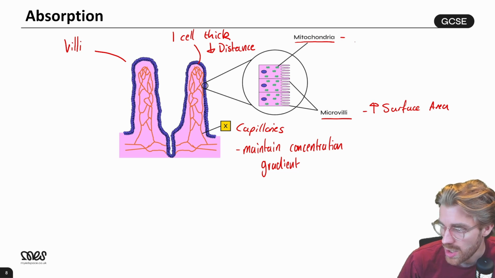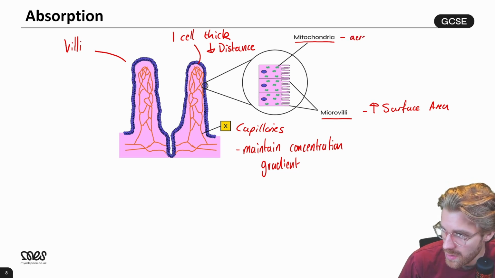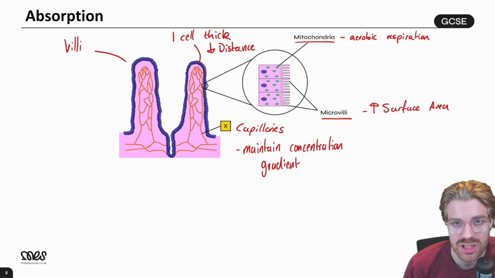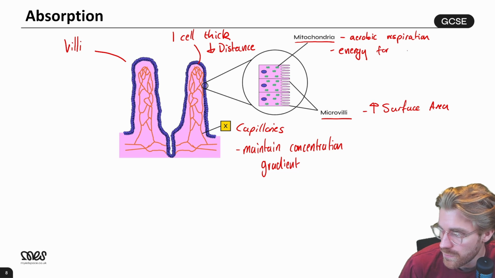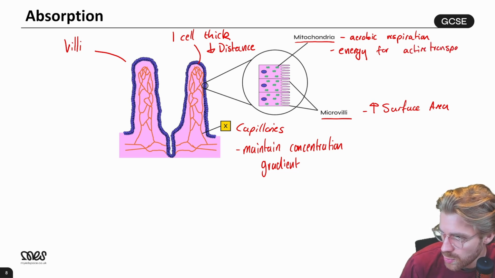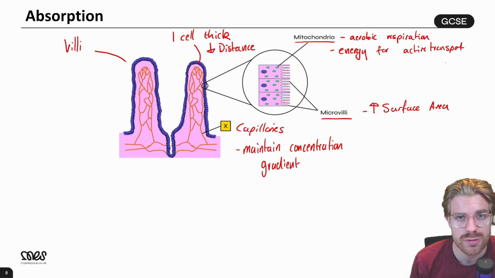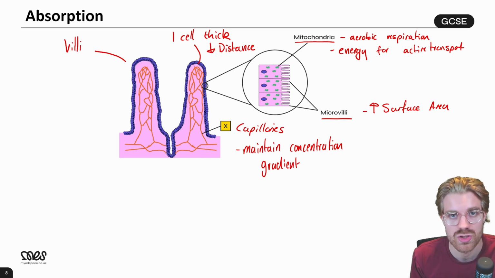So the mitochondria are the site of aerobic respiration. Why is aerobic respiration important? Well, it's going to release energy, and it's going to release energy for active transport. So lots of mitochondria means that they can provide energy for active transport, and that is going to maximize the absorption of things like glucose or amino acids against the concentration gradient from the small intestine into the blood.